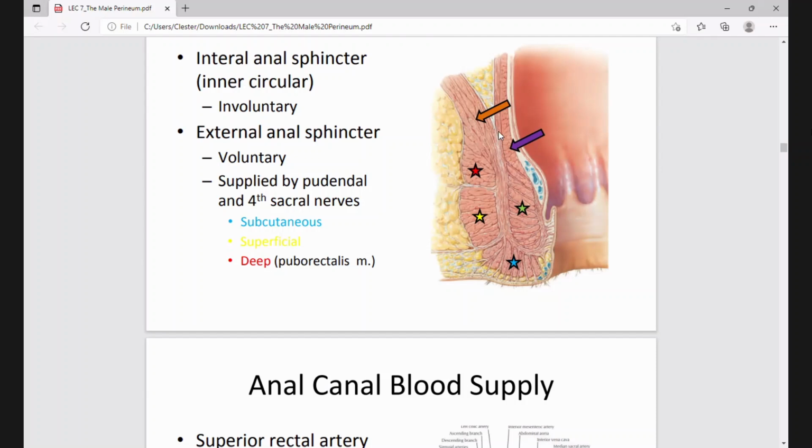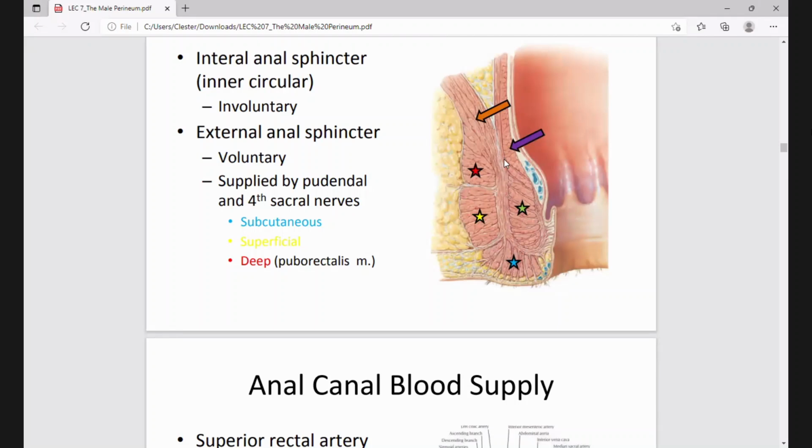anus. Remember, your alimentary tract is made up of two layers of smooth muscle, right? An outer longitudinal and an inner circular. So the inner circular fibers will be the ones forming the internal anal sphincter, and thus this is involuntary. It will relax if there is fecal material that will descend into the anal canal. But what you will contract to control for continence is the external anal sphincter.